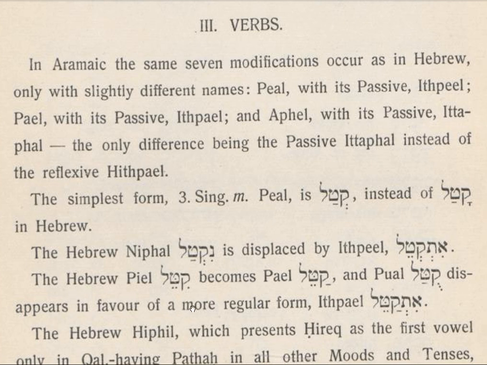The Hebrew kittel becomes the Aramaic pa'el, kattel, and the Hebrew pu'al, kuttal, disappears in favor of a more regular form, it pa'el, it kattel.